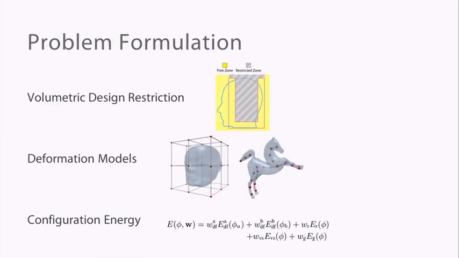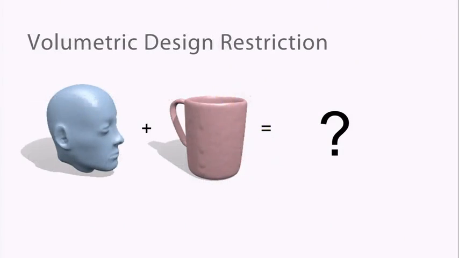First we'll talk about the main technical concepts used in our approach. It's the volumetric design restriction, the deformation models used to change how the shapes are configured, and an energy that measures how good a configuration is. The volumetric design restriction is our technique for ensuring that the design restrictions of the base shape are preserved in the zoomorphic shape. We can motivate this with a few examples.